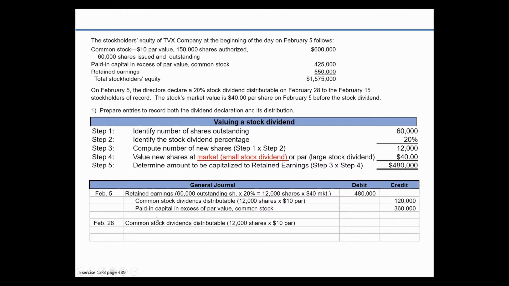So then we have to record the actual distribution. In order to do that, we would debit the common stock dividends distributable for 120,000. Again, you can see how we calculate that. And then we would credit the common stock, $10 par value. So 12,000 shares by $10 par value is 120,000.